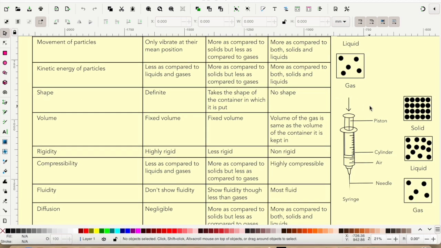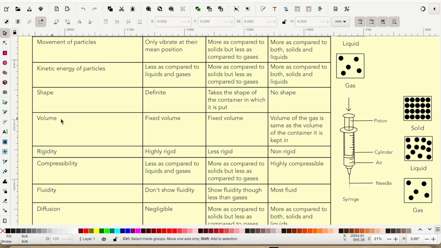Next property is shape. Solids have definite shape. For example, pen, pencil and books have definite shape. Liquids don't have any specific shape. They take the shape of the container they are poured in. Gases have no shape at all.